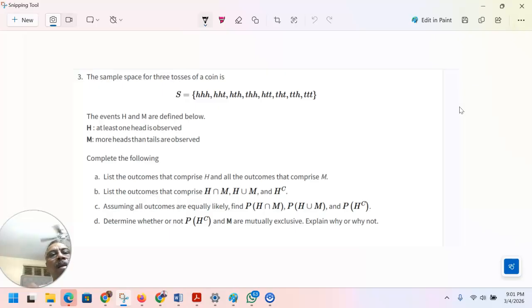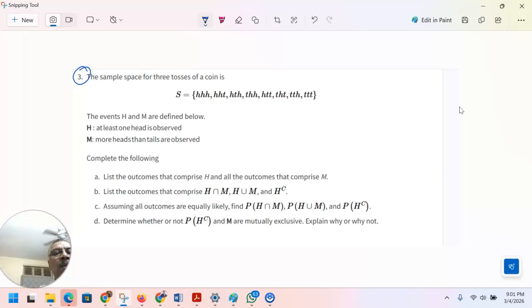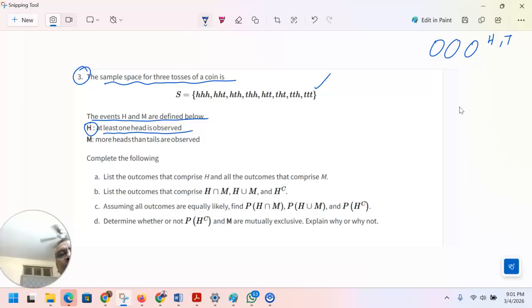Okay. Question number three: you are given a sample space of tossing three coins. These are the three coins, head, tail. So all options are shown. And two events are defined for you. H says at least one head is observed, and M is more heads than tails.